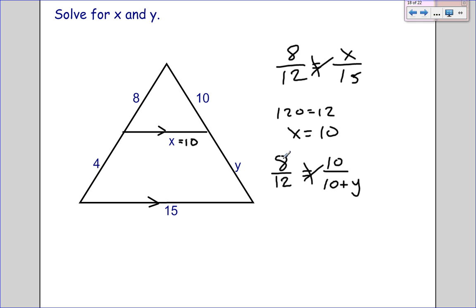So cross multiply. 8 times 10 is 80. 8 times y is 8y equals 120. Subtract the 80. 8y equals 40. So y equals 5. So this little piece here is 5.